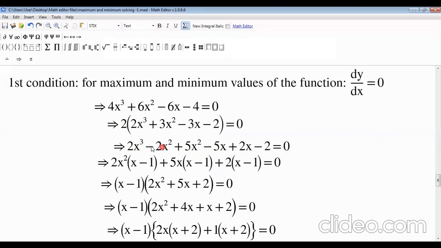equals 0. Then after factorization and simplification, we can arrange this as 2x cube minus 2x square plus 5x square minus 5x plus 2x minus 2 equals 0. Because taking 2x square common here, we get x minus 1. Here taking 5x common, we get x minus 1. Here taking 2 common, we get x minus 1. This is the factorization. After factorization, we get this.